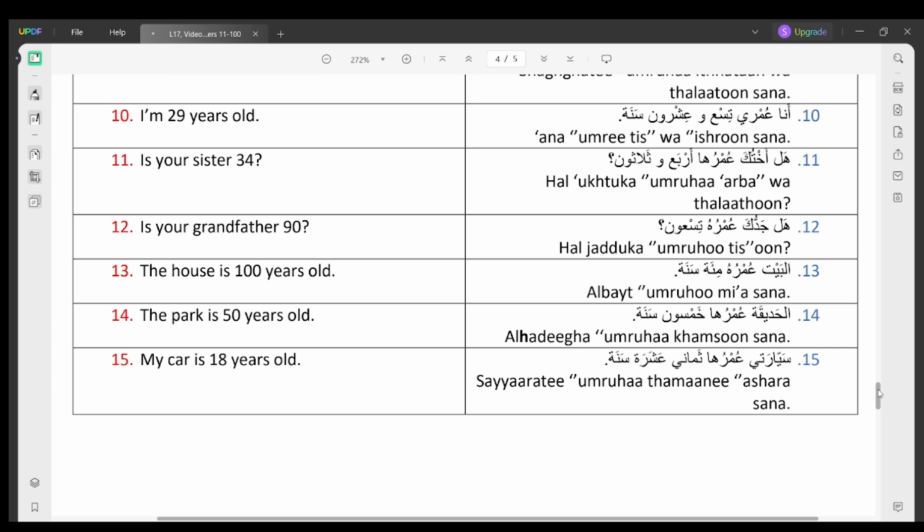The house is 100 years old. البيت عمره 100 سنة. Number 14. The park is 50 years old. الحديقة عمرها 50 سنة. And number 15. My car is 18 years old. سيارتي عمرها 18 سنة.